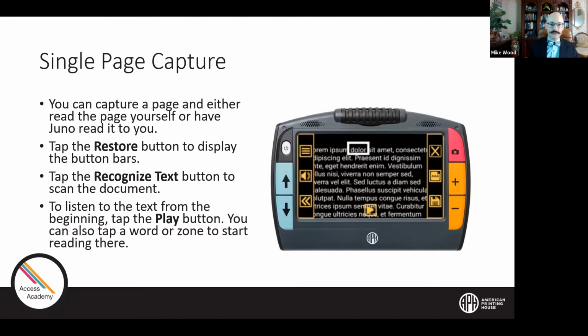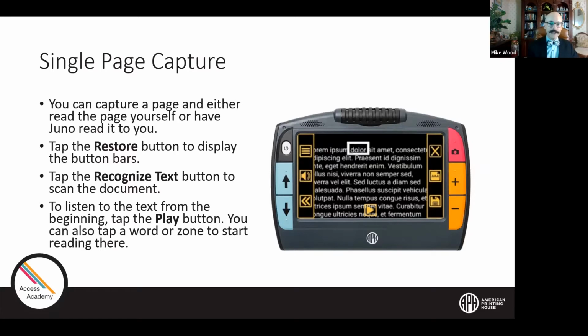You can tap the restore button to display the button bars. The restore button is on the bottom left, and it's the arrows that are pointing either to the right or to the left. So those double arrows that are pointing to the right on the bottom left will open up your menu options. When they're pointing to the left, your menu's open and that hides them, or takes them away.